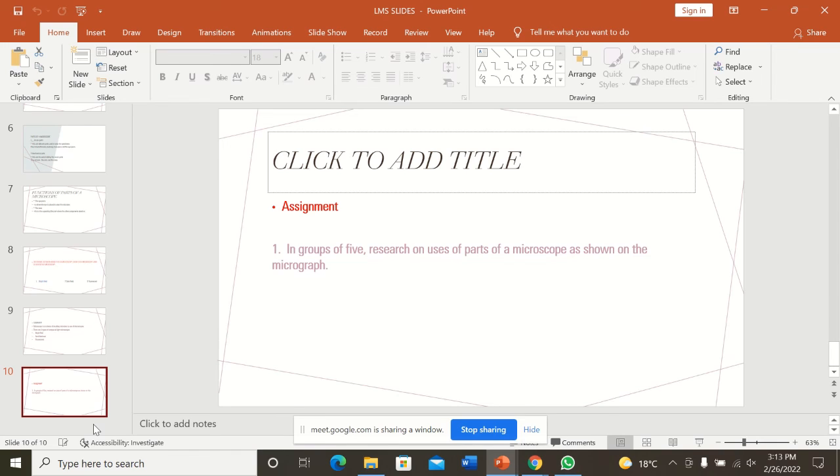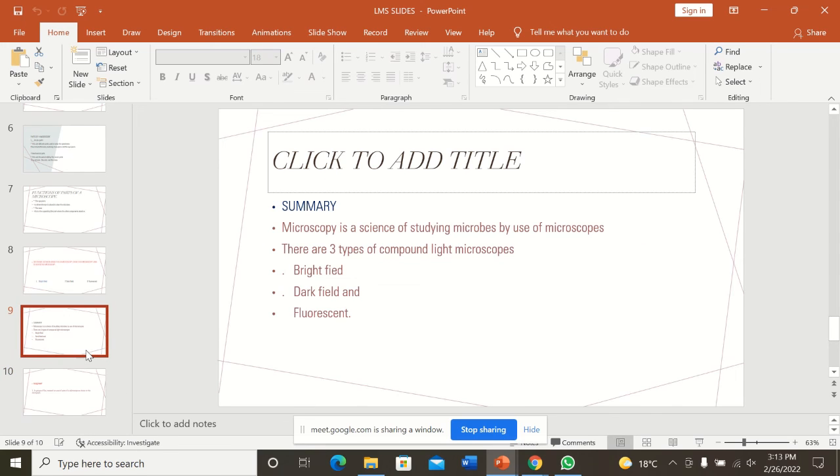One of you to give us a summary of what we have done. Aruba, please. Now, it is like Aruba is off. Today, we have studied microscopy, which is a science of studying microbes by use of microscopes. And there are three types of compound microscopes which we have just looked at. That is bright field, dark field, and fluorescent.